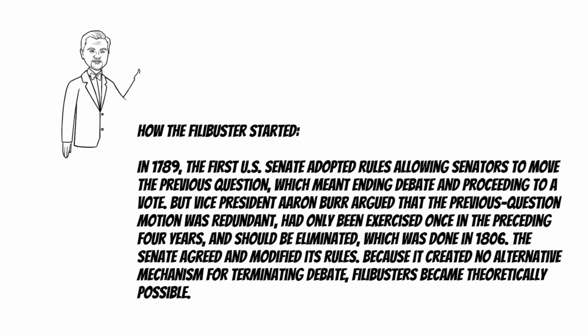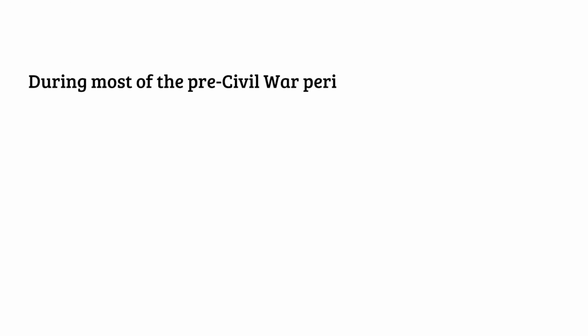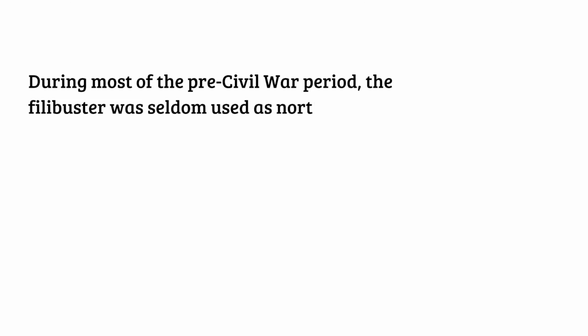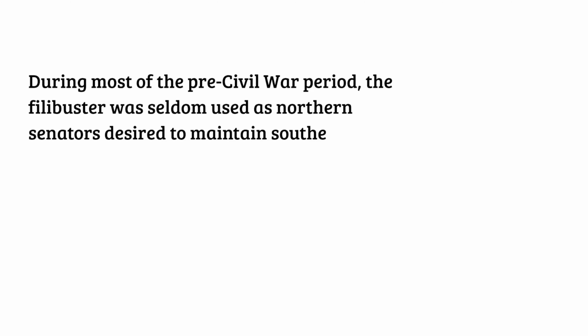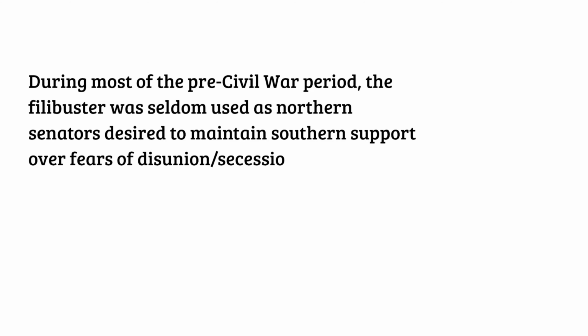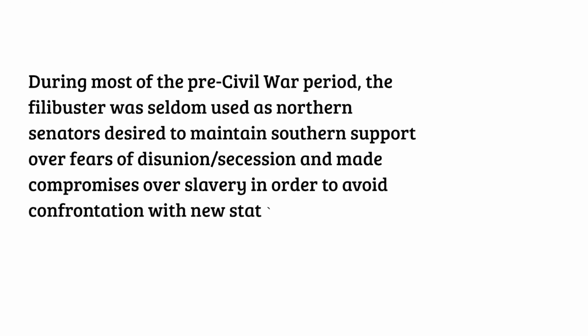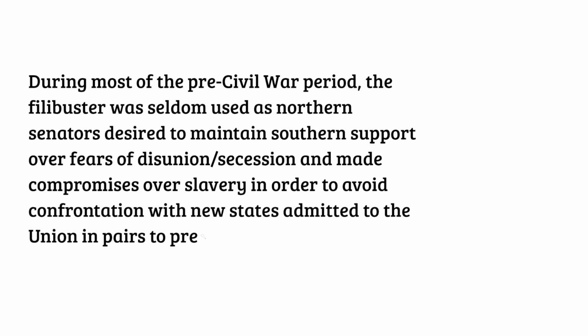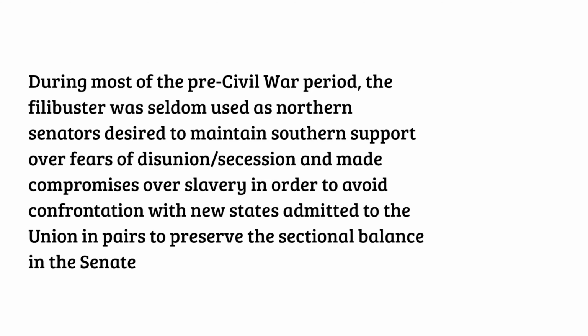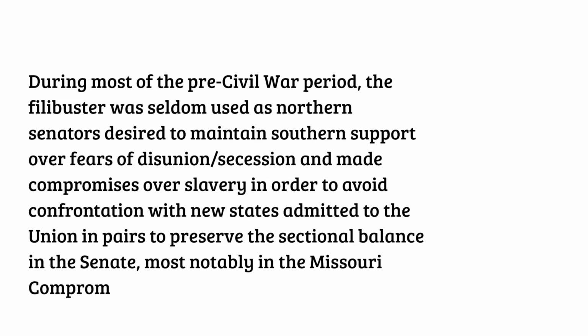Filibusters became theoretically possible. During most of the pre-Civil War period, the filibuster was seldom used as Northern senators desired to maintain Southern support over fears of disunion and secession, and made compromises over slavery in order to avoid confrontation with new states admitted to the Union, in pairs to preserve the sectional balance in the Senate, most notably the Missouri Compromise of 1820.